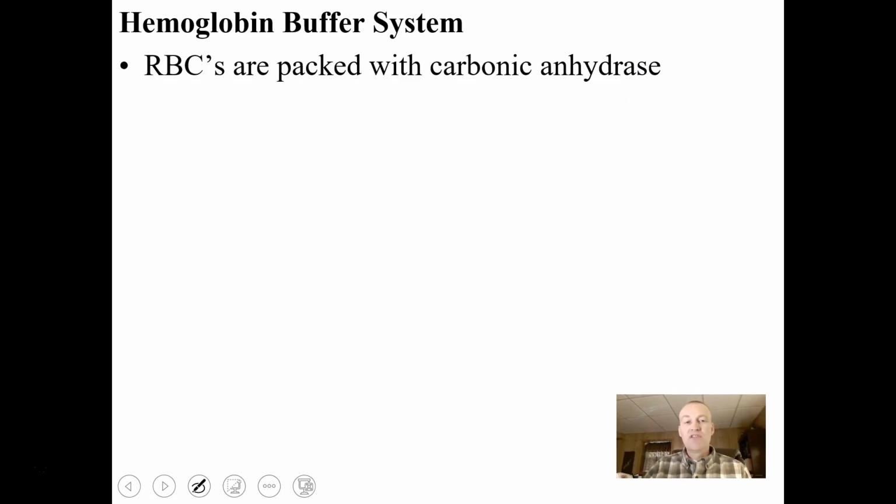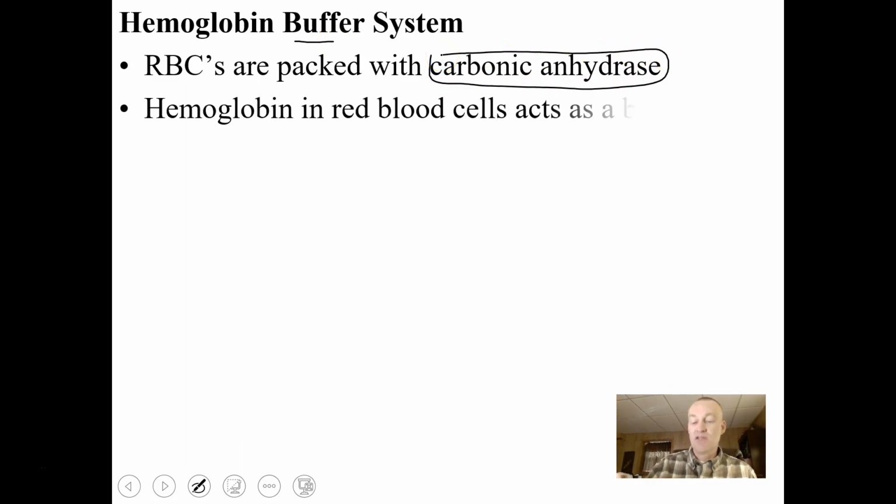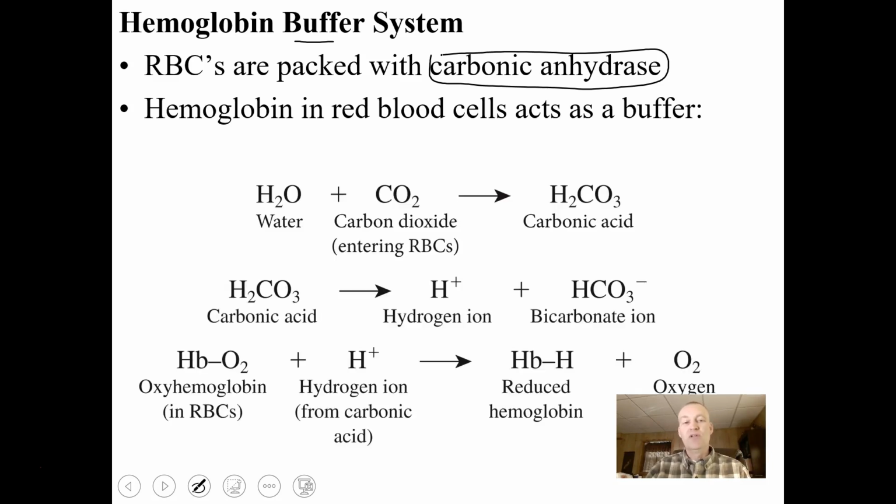Red blood cells are packed with several things. So in addition to talking about the protein buffer, I want to talk about carbonic anhydrase just for a minute, since we're talking about red blood cells. Hemoglobin in red blood cells acts as a buffer. It has the ability to absorb hydrogen ions or release them, depending upon if you have too many of them or too little of them.